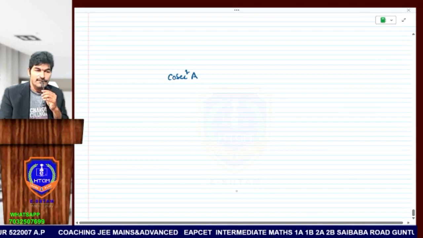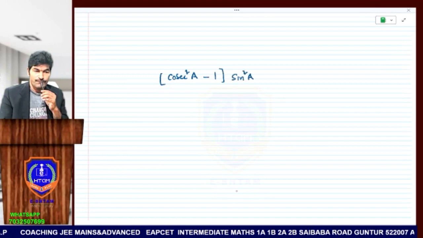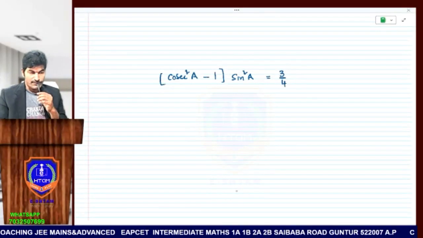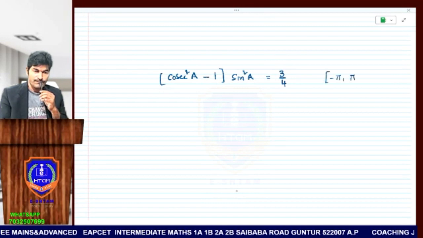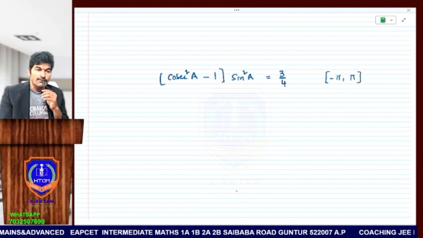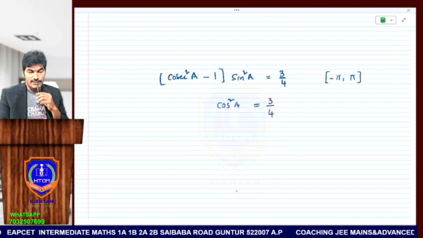So cosecant square A minus 1 into sine square A equal to, he gave the value as 3 by 4. We already solved this equation and the values will be in minus pi to plus pi. Now we already solved, so I am not giving the solution again. I'm just using it, because he said hence. Hence means you should use that result. So it will be cos square A equal to 3 by 4.